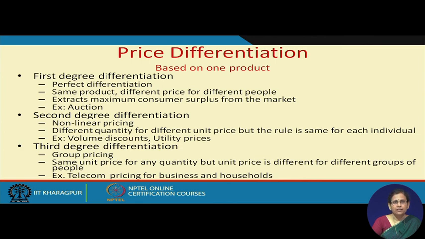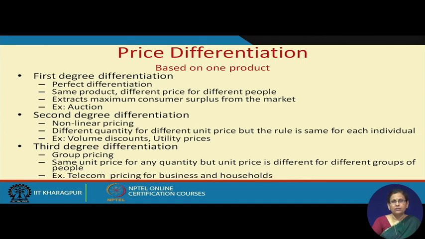Think of providing volume discounts or providing utility prices depending on the usage. Here you adopt a non-linear pricing strategy. With different quantities you provide different unit prices, but the rule is the same for each individual. Whether I buy or you buy, everybody has to follow this rule. Only based on the type of purchase and the amount I purchase, the price varies.